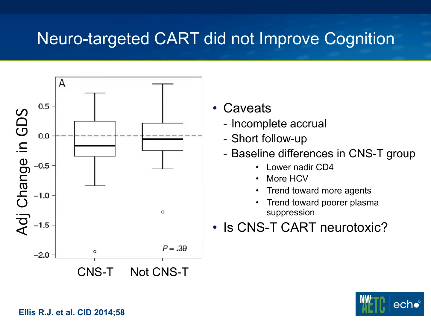Their findings are shown in this graph. So this is adjusted change in GDS, which is a composite measure of neurocognitive functioning, where 0.5 or greater is worse. So improvement is down on this graph. CNS-targeted versus not CNS-targeted, and although the CNS-targeted group did improve more, it wasn't statistically significant. You can see the p-value is 0.39.